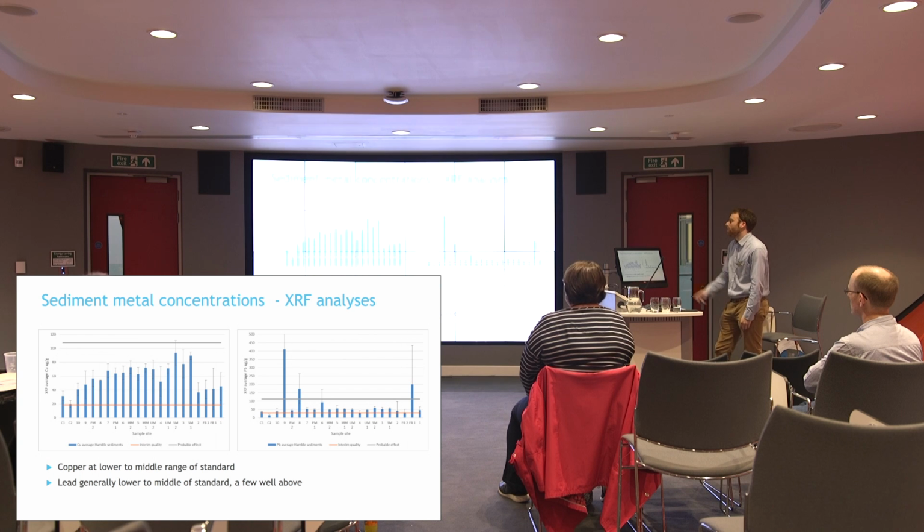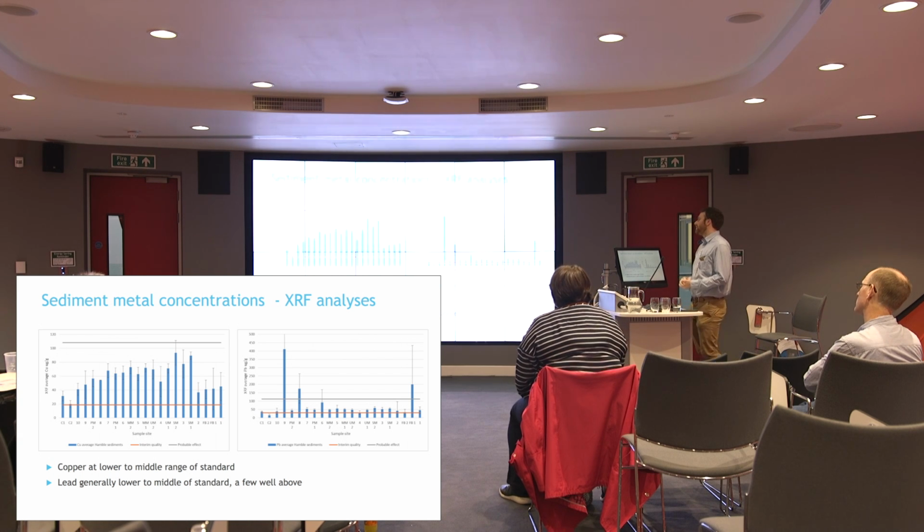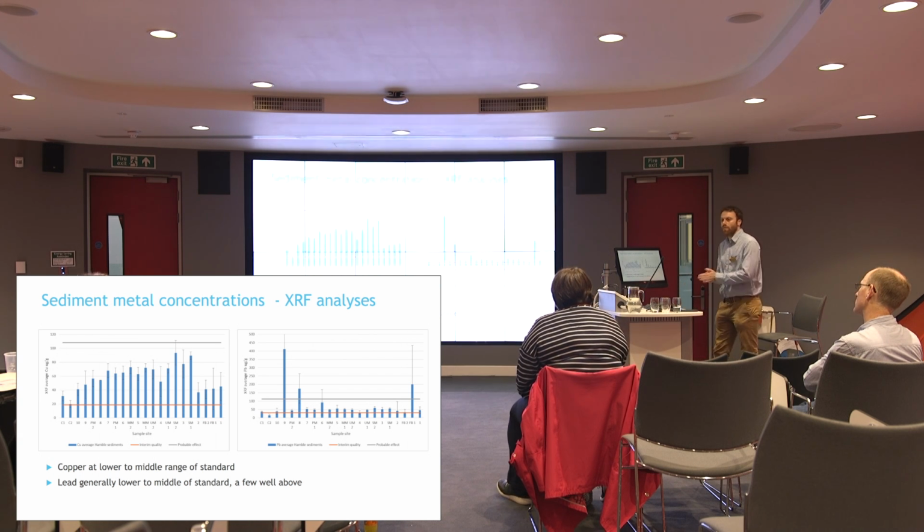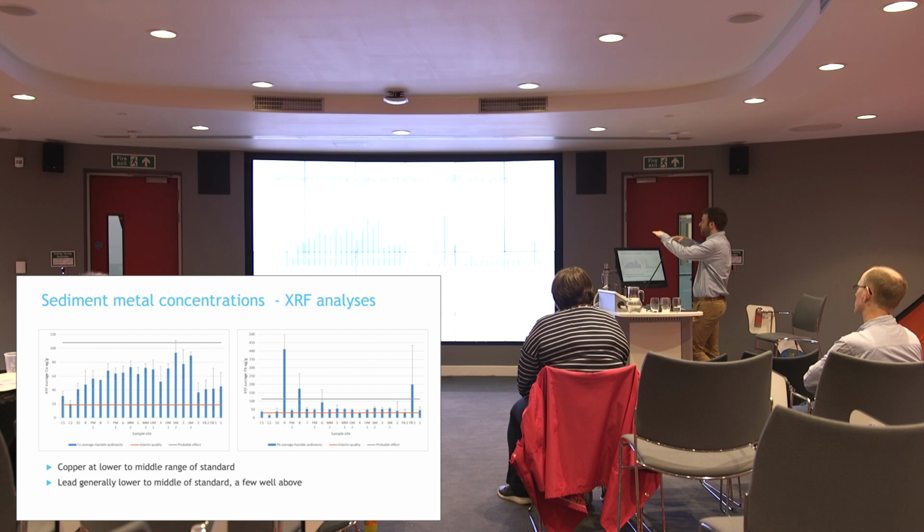And also, the graph on the left is copper, and as you can see with copper, anti-fouling paints are quite a big source of this. But as you can see, this is quite consistently below the two standards, and the final graph is lead, and as you can see, this is between the two standards, but it does exceed it at high levels. So as you can see, the sediments of Southampton Water, or the Hampshire, are contaminated, and it's not just the water column.